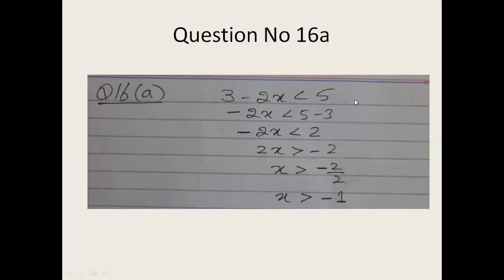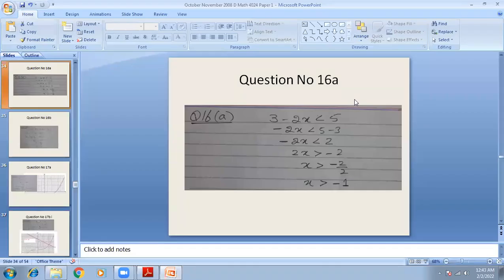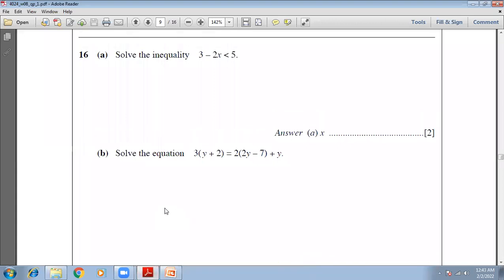So you have 3 minus 2x less than 5, minus 2x less than 5 minus 3. So minus 2x less than 2. So multiply both the sides with the -1. So you will have 2x greater than -2. So x is greater than -2 by 2, and x is greater than -1. So x is greater than -1. So that was the question number 16, A part.